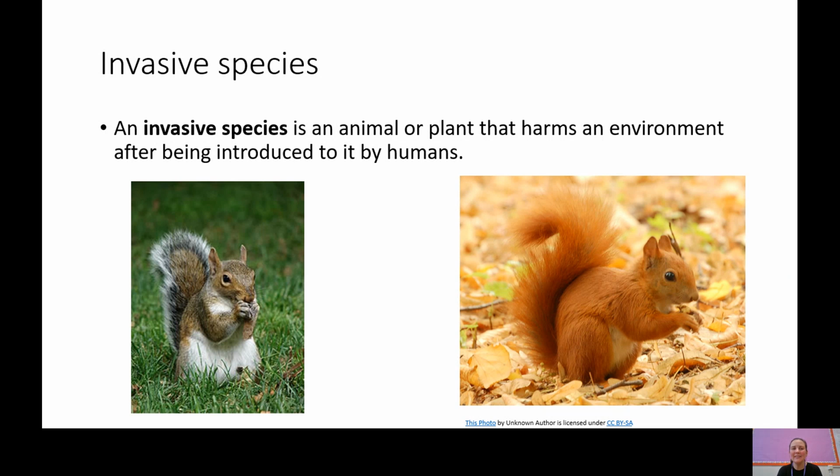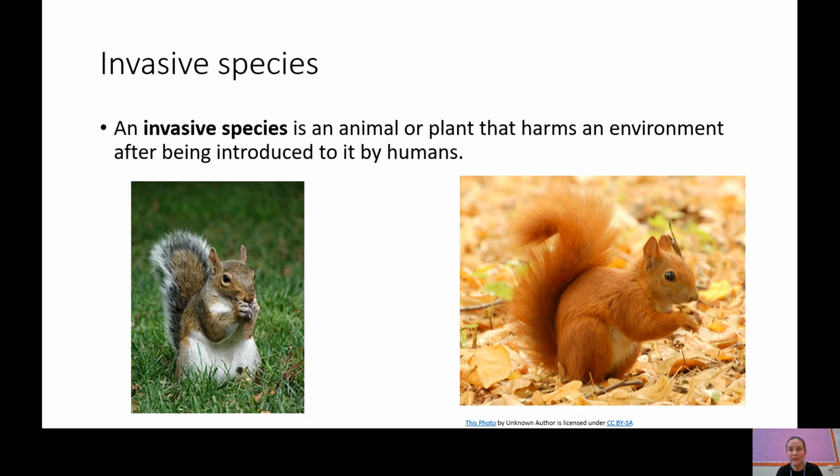So the next one we're going to look at is invasive species. Okay, so an invasive species is an animal or plant that harms an environment after being introduced to it by humans. And I think one of the best examples of that is here in the UK. I've seen quite a lot of grey squirrels, the little squirrel on the left-hand side. And that's because they are actually an invasive species. They're actually an American grey squirrel, which was introduced to the UK, I think around 1850. So it's been here a long time.